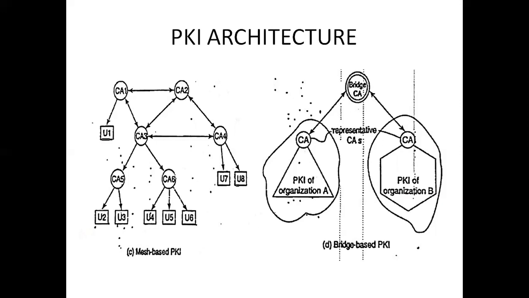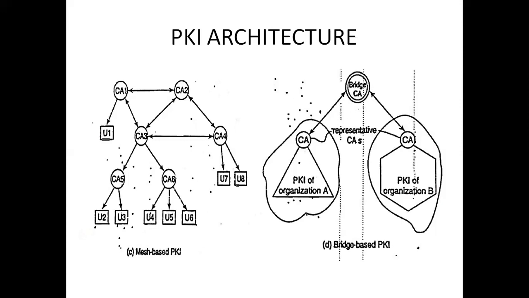So mesh-based PKI is bidirectional, whereas tree hierarchical-based PKI is unidirectional, where it requires more paths in hierarchical, whereas in mesh-based a single bidirectional path is required. Hence, the scalability will be much easier.